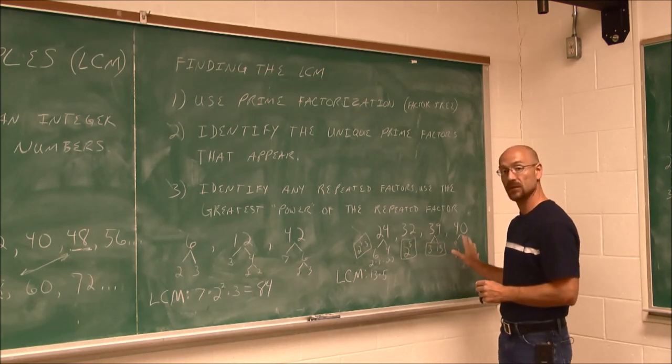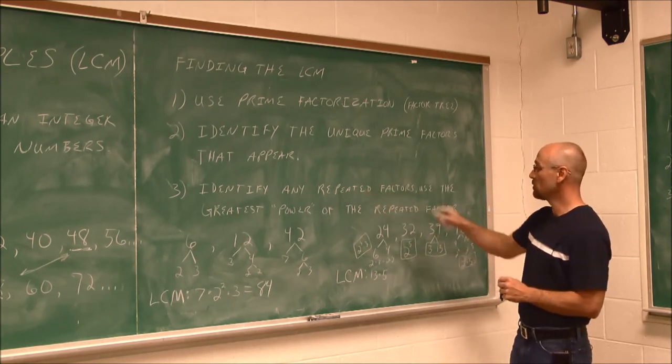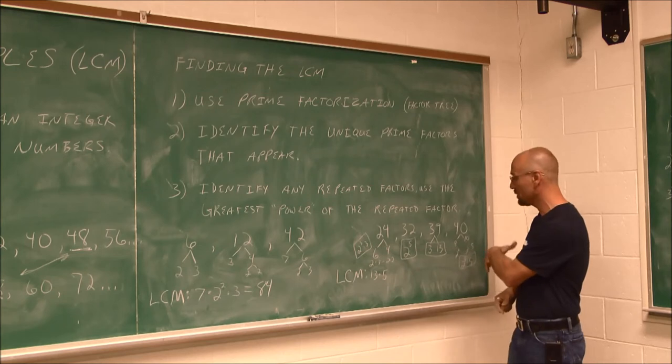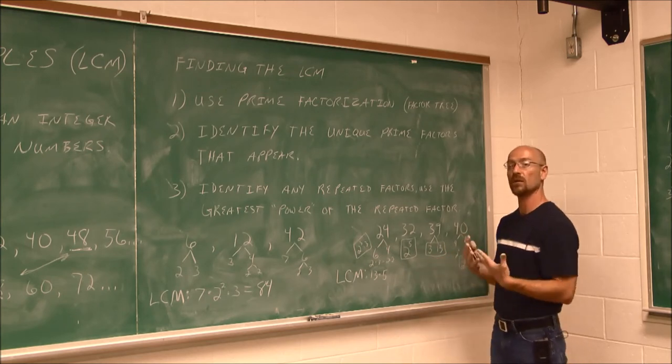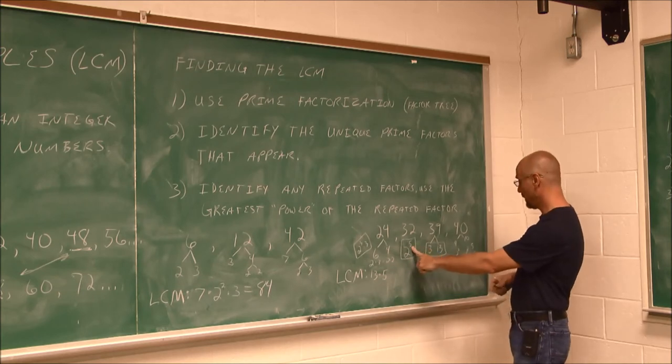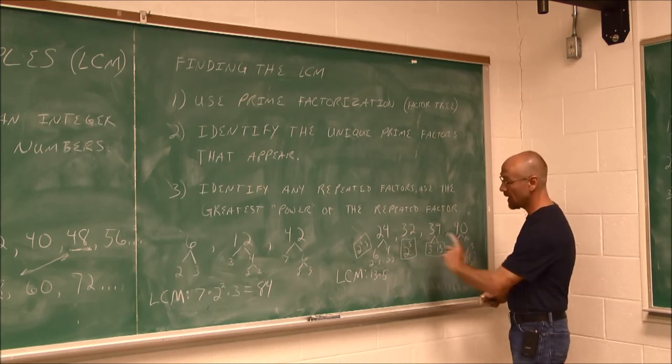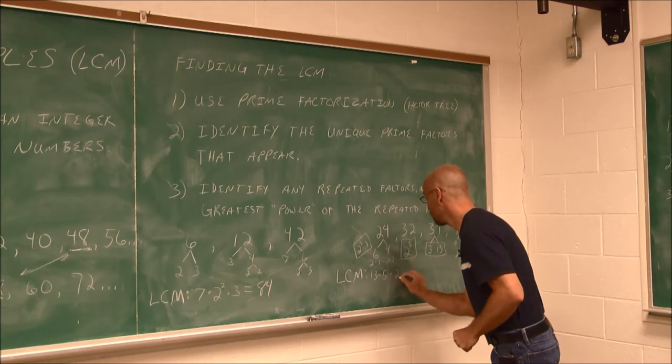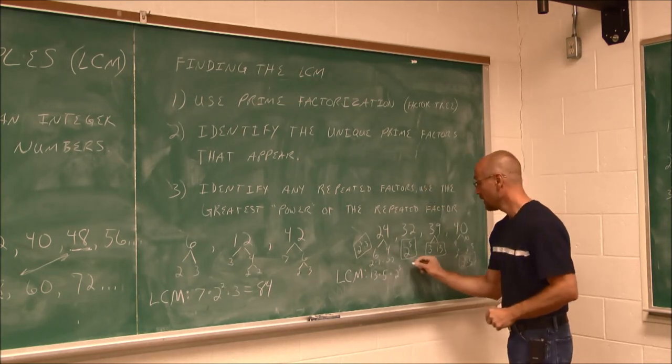Those are unique factors. Now I'm going to look at the repeated factors. Well, I know some of them had 2s and some of them had 3s. What are the highest powers of the 2s? Well, I see 2 cubed here, 2 to the 5th here, and only 2 cubed here. 5 is greater, so 2 to the 5th.